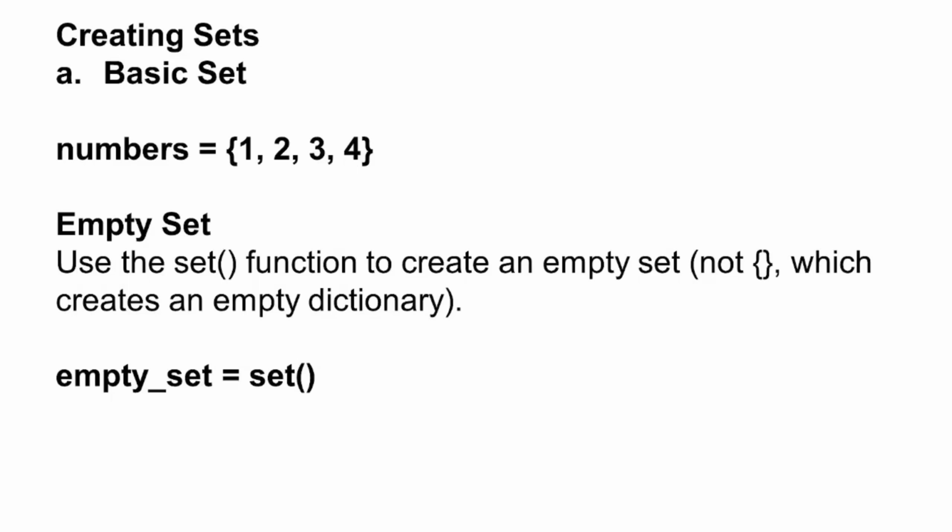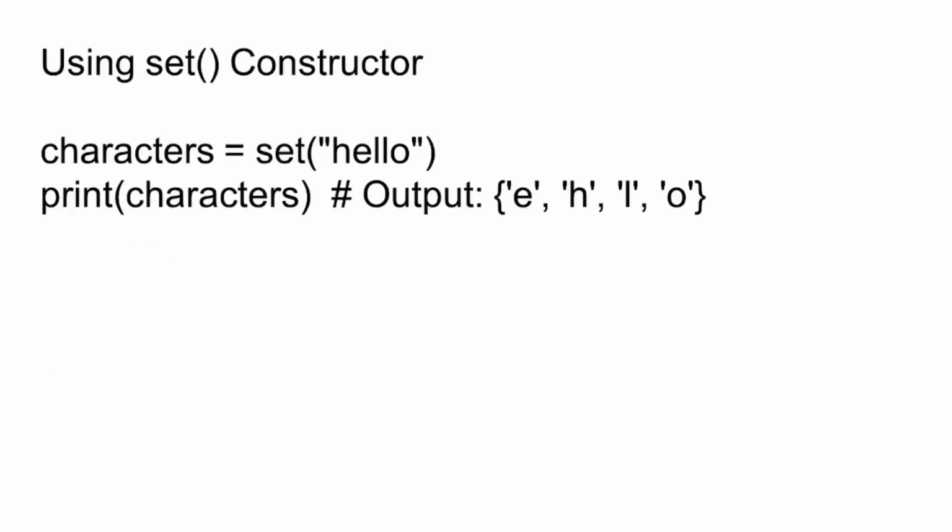Creating sets. Basic set: numbers = {1, 2, 3, 4}. Empty set: use the set function to create an empty set, not the curly braces, which create an empty dictionary. An empty set is created using the set function only. Using the set function as a constructor: characters = set('hello'), then print characters. Output: E, H, L, O.